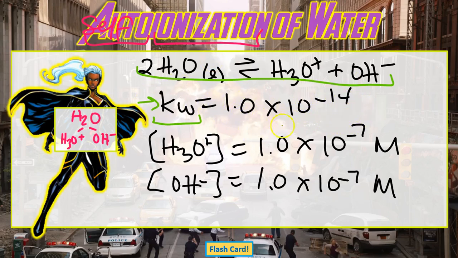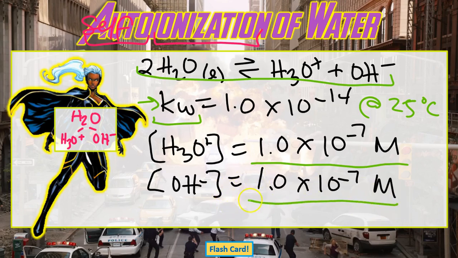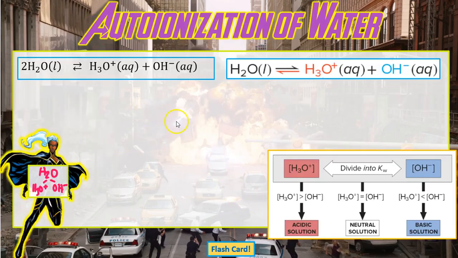Using a RICE table, we solve for x to show that at 25 degrees Celsius, the H3O+ concentration is equal to 1.0 times 10 to the negative 7 molar, and the OH- concentration is equal to 1.0 times 10 to the negative 7 molar, all because water autoionizes. So what else happens as a result of this autoionization?